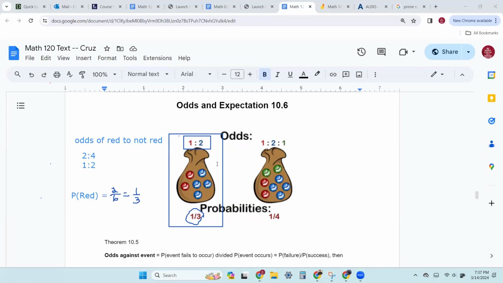So odds just tell us a different story. It tells us the relationship in the bag of red to blue. For every 1 red, there are 2 blue marbles. That's what odds are doing. They're telling you the relationship between whatever it is you're looking at. In this case, we're looking at red marbles to not red marbles.